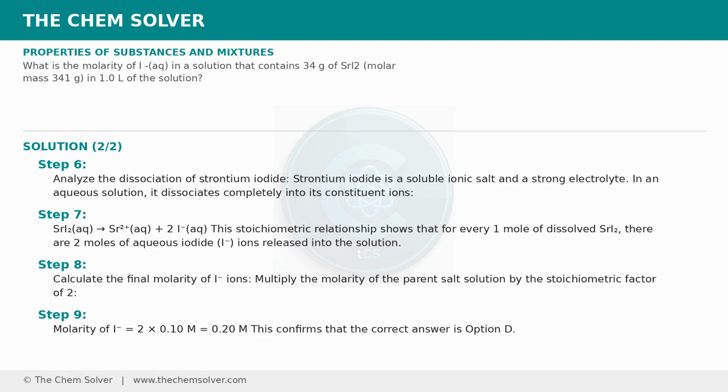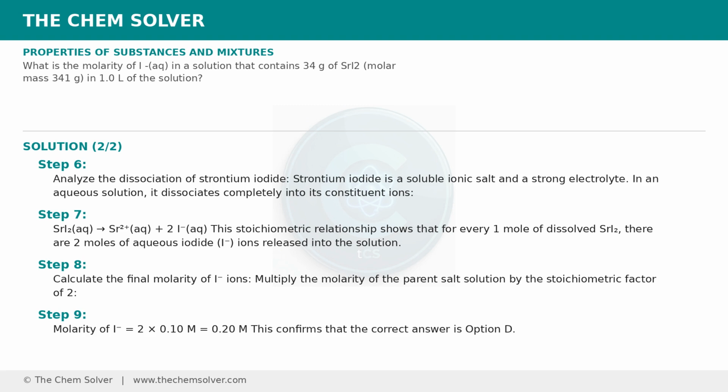Analyze the dissociation of strontium iodide. Strontium iodide is a soluble ionic salt and a strong electrolyte. In an aqueous solution, it dissociates completely into its constituent ions. SrI2 gives Sr2+ plus 2 I−. This stoichiometric relationship shows that for every 1 mole of dissolved SrI2, there are 2 moles of aqueous iodide, I−, ions released into the solution.